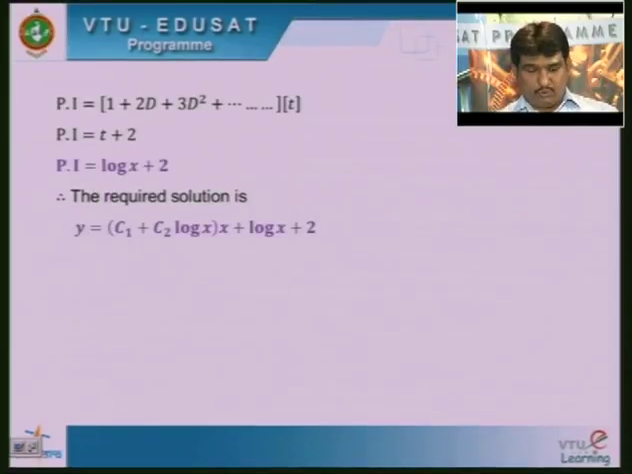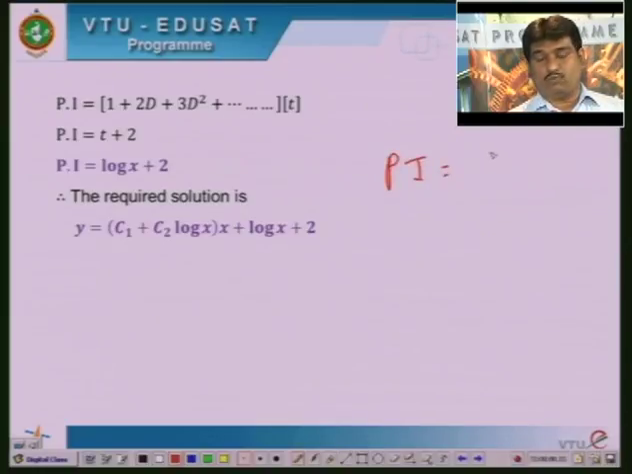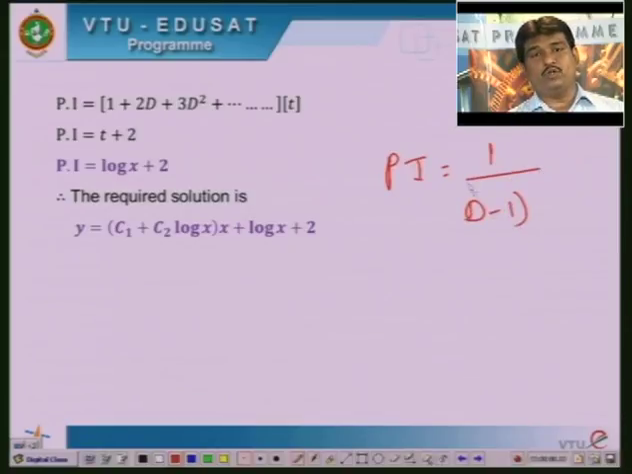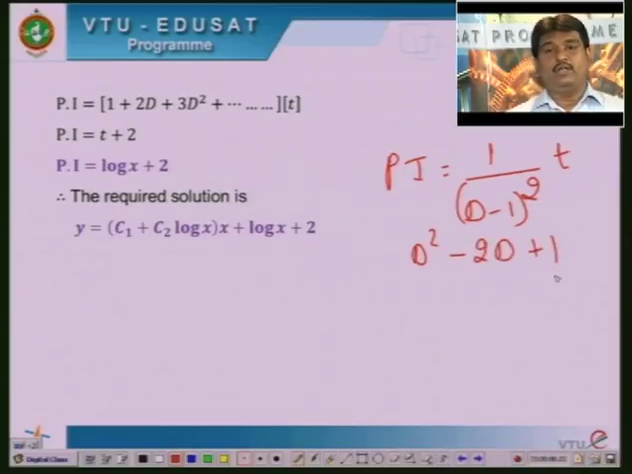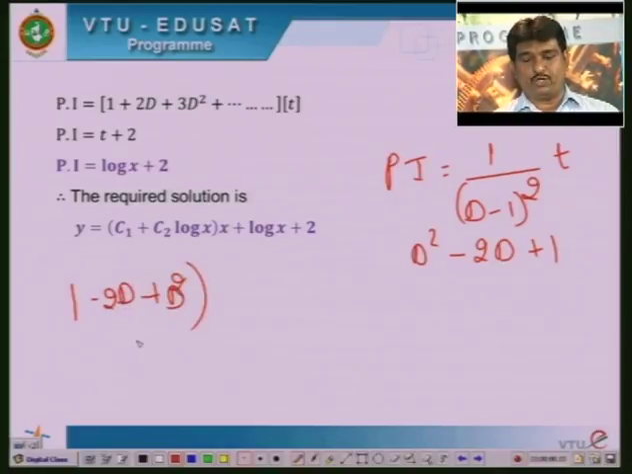Now 1 minus d whole to the power of minus 2. What is the division method? Your PI is 1 divided by d minus 1 whole square operated on t. You expand it, d minus 1 whole square is d square minus 2d plus 1. I'll write this in increasing order: 1 minus 2d plus d square operated on t.